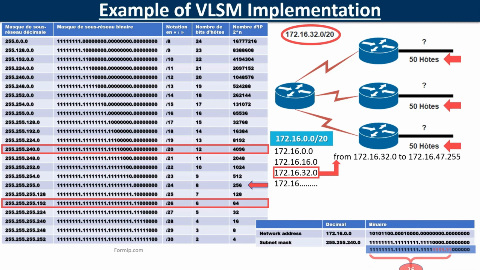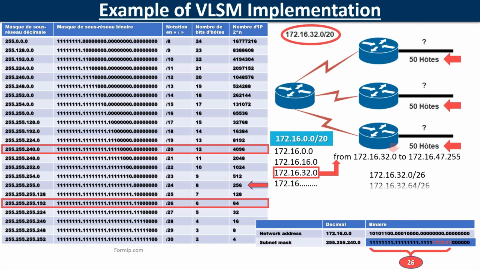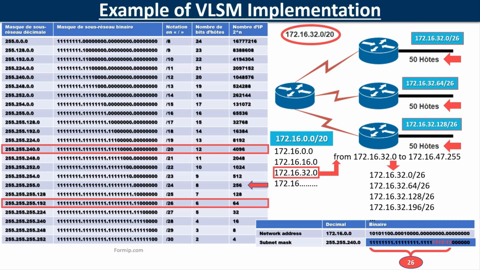We will therefore borrow 6 bits from the host part. And 2 to the power of 6 gives us 64 IPs minus 2, which makes 62 IPs usable for our subnets of 50 hosts, which is much better structured than our starting mask in /20, which allowed us to make networks of more than 4,000 IPs. Here is the possible breakdown of our subnet, 64 IPs. I recall, 62 usable. We can now distribute the subnets to our equipment of 50 hosts.